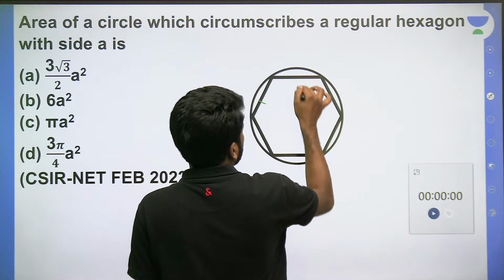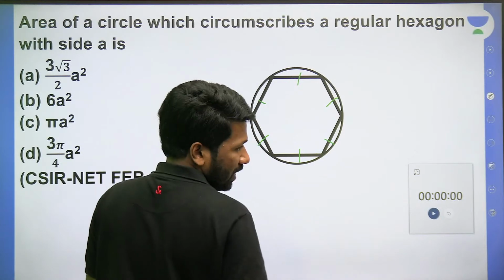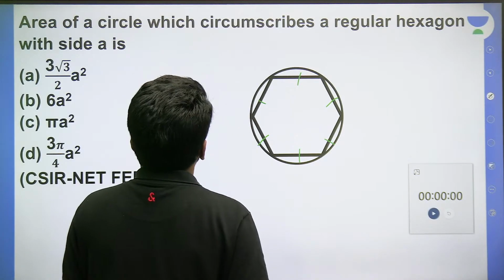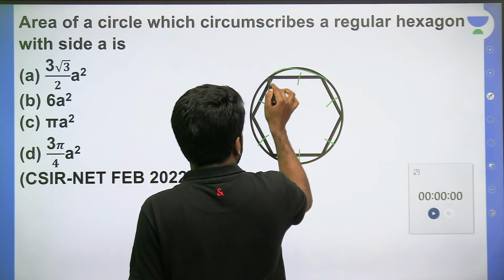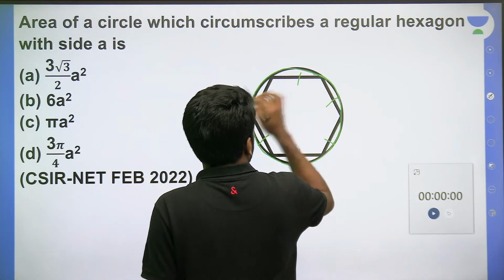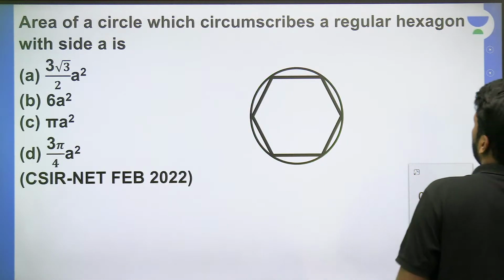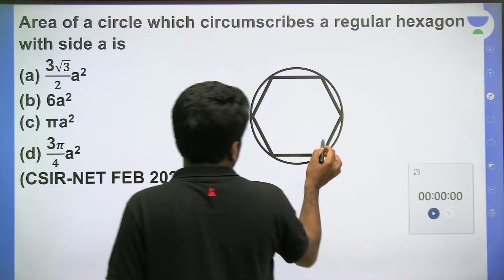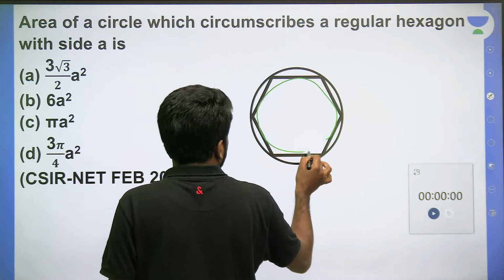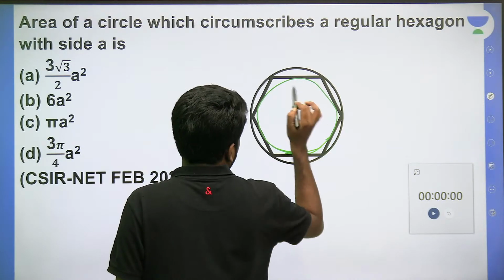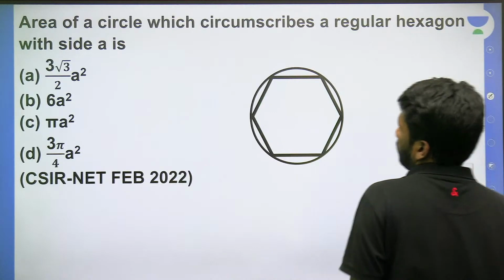Regular hexagon means all sides are equal, and all angles are also obviously equal. The circle that is circumscribing means the circle drawn touching the vertices of the hexagon. The circle drawn through all vertices of the hexagon is called the circumscribed circle. As I told, an inscribed circle would be the circle touching all the sides of the hexagon from inside. So just as a matter of fact I told.